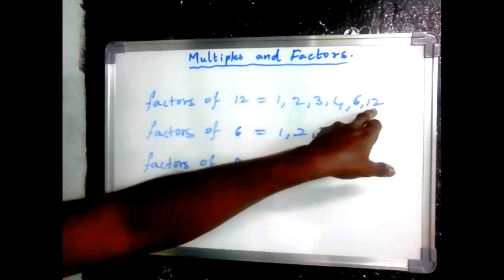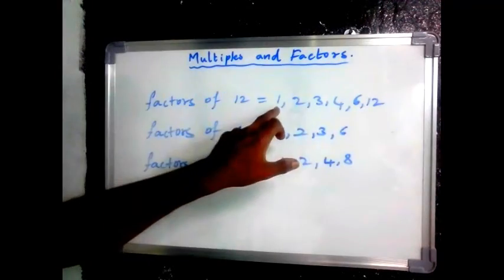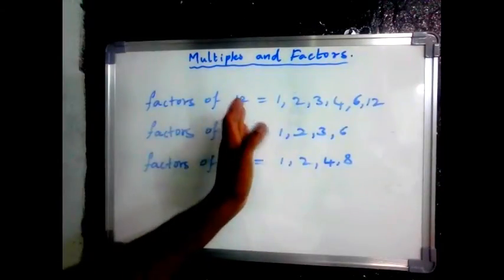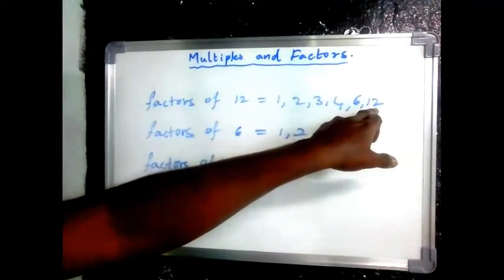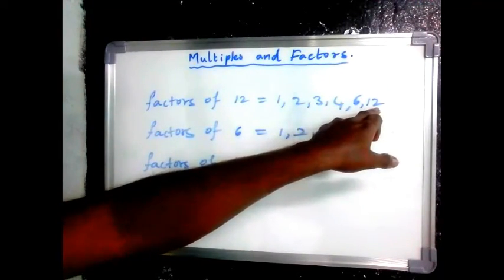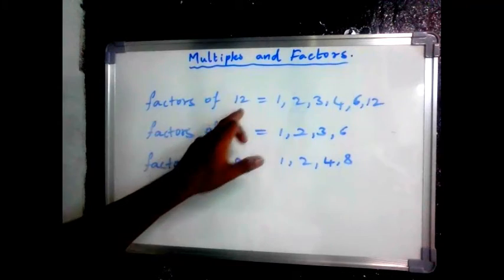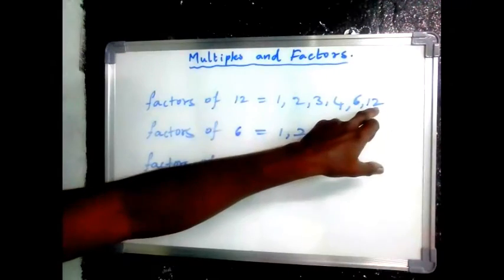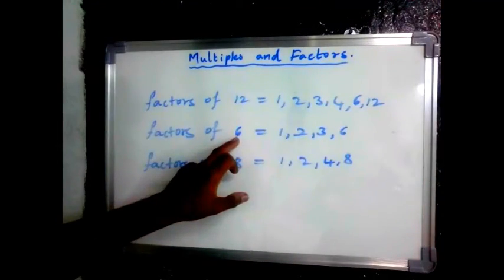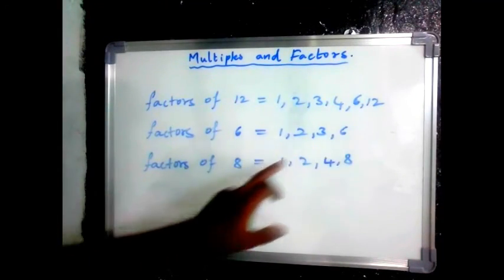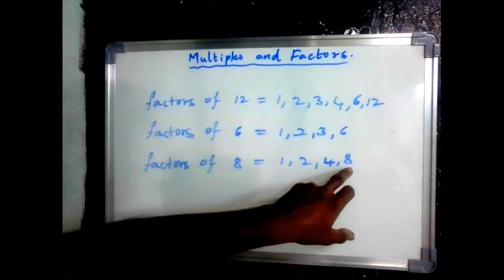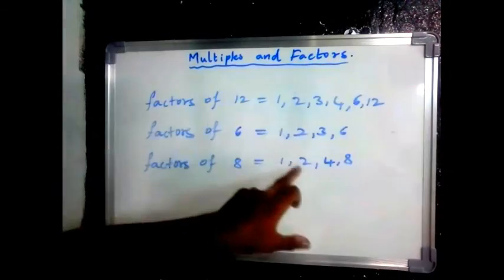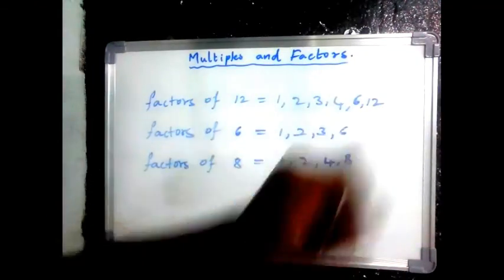And the number itself is the greatest factor. Why are we saying greatest factor? We are able to write all the factors of a number. That's why the greatest is the ending factor. What is the last factor? 12. So in these three numbers, the number itself is the greatest factor, and the remaining factors lie between 1 and the number itself.